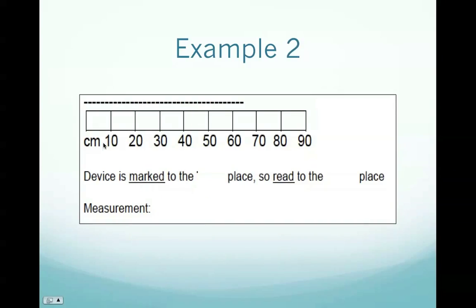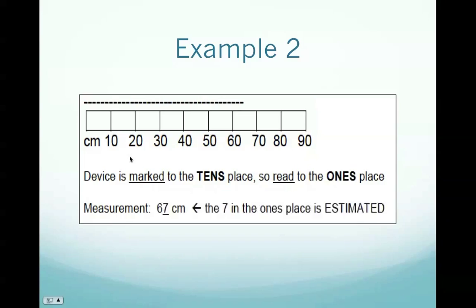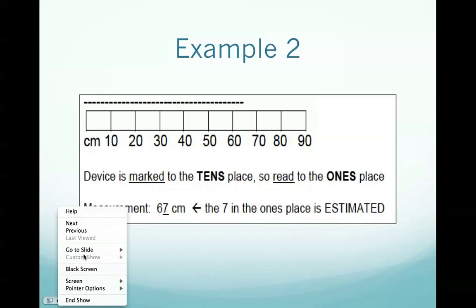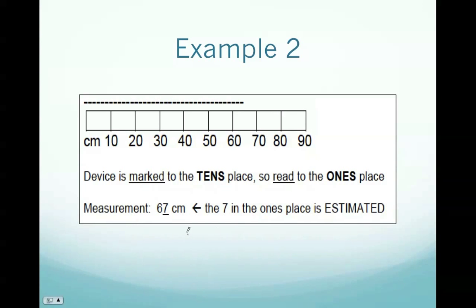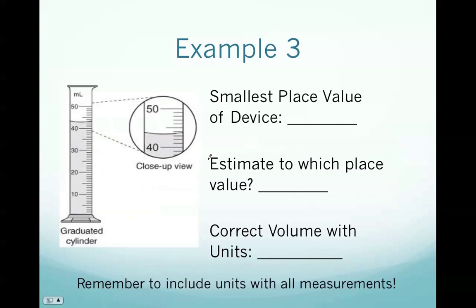And then in our second example, we can see that this device is marked to the tens place, so we're going to read that to the ones place. So our measurement then would be 67. It would be incorrect to write 67.0. So what I mean by that, let me see if I can get this to show up for you. Oh, pointer options. Sorry about that. If you were to write 67.0, that would be incorrect because you're going beyond the precision of this instrument in particular.